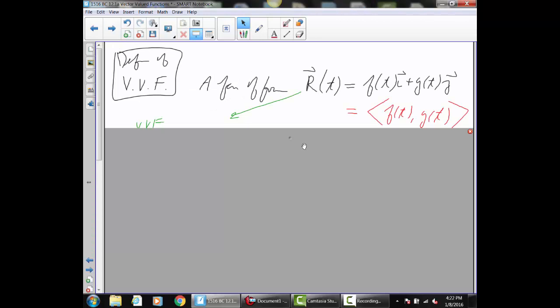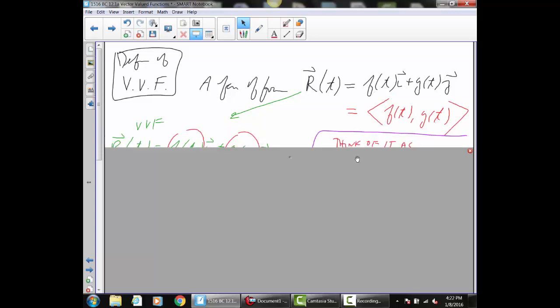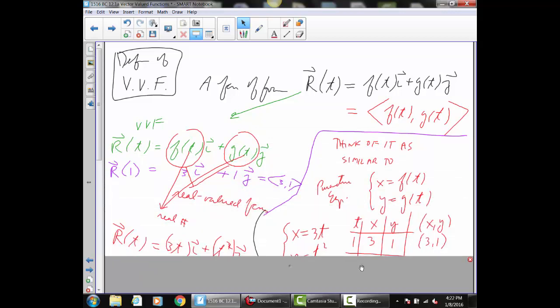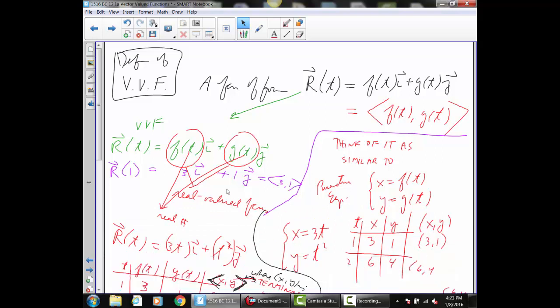So, the definition of a vector valued function. First of all, the names of vector valued functions will be capital letters. They will have the one-headed arrow over them, and they will be a function of t. It'll be f of t times the unit vector i plus g of t times the unit vector j. Another way of writing it is in component form, which is just f of t, g of t. So you can think of it really as a set of parametric equations in effect.